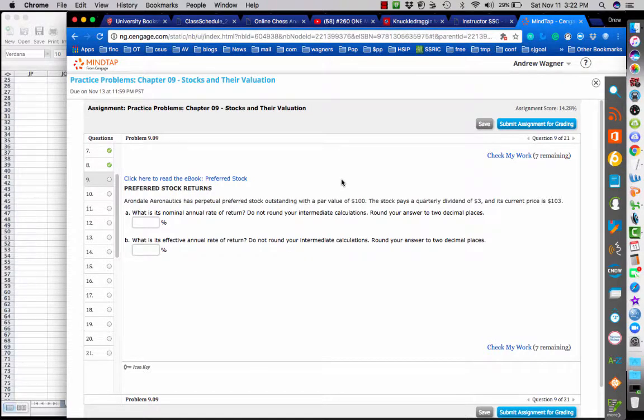Here again we have preferred stock. This time the par value is 100. The dividend is $3 per quarter. 3 per quarter. There's 4 quarters in a year. The current price is 103. What's the nominal rate of return?